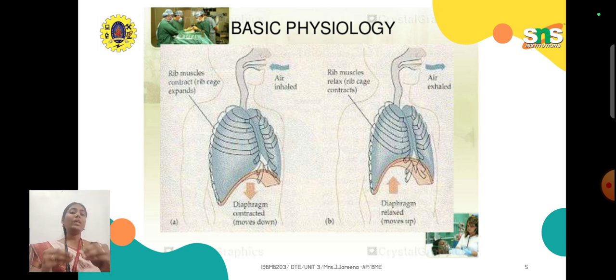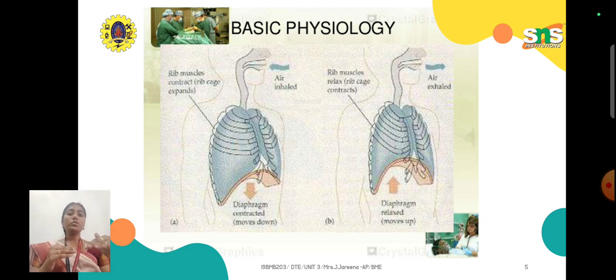So what happens during inhalation? If you see the first diagram, during inhalation the air has to get inside our body. It means the atmospheric pressure should be higher than your thoracic pressure. Due to this pressure difference, from high to low, the air molecules will move. When the atmospheric pressure is higher than the thoracic pressure, air moves from outside to inside our body.